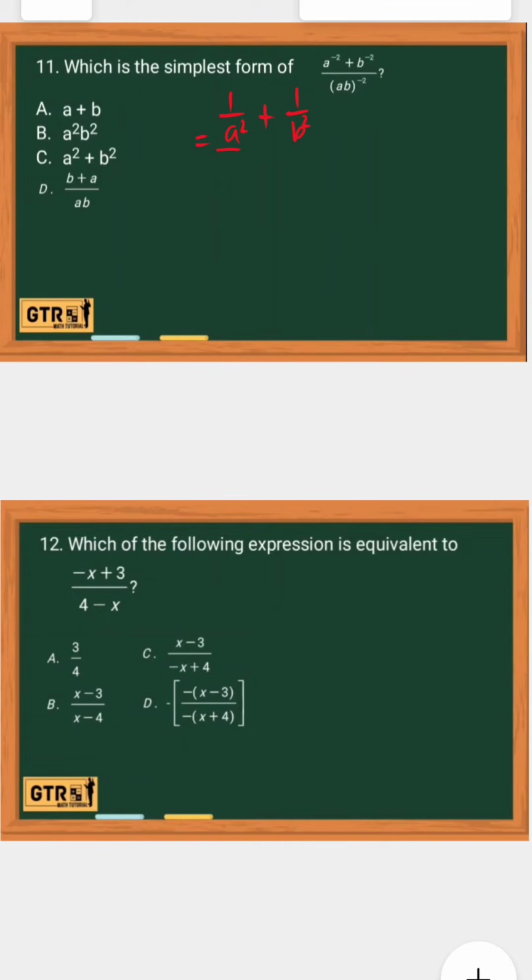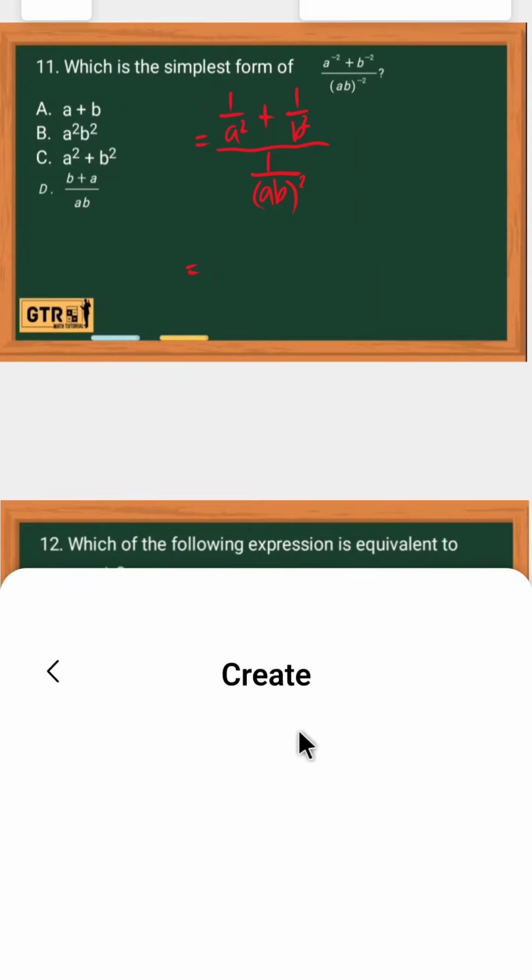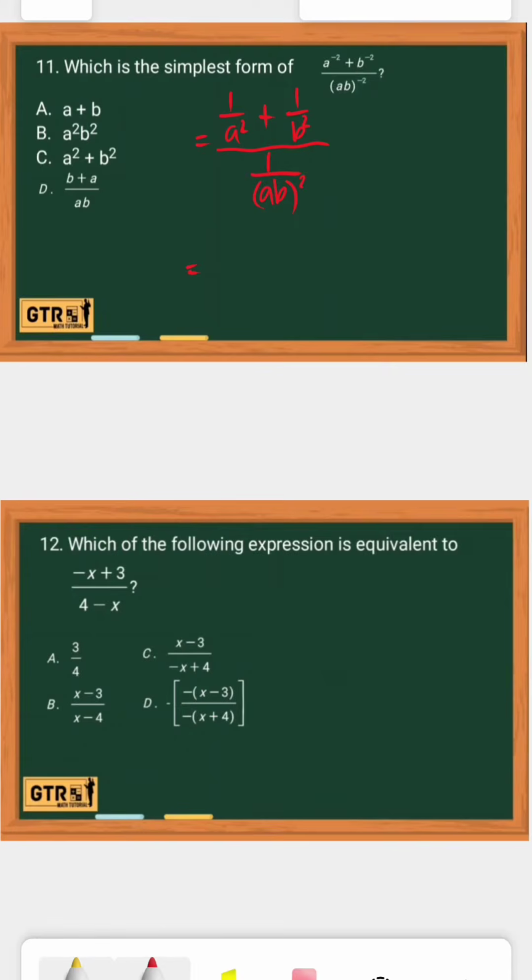Okay, so all over, so apply the negative exponent. So we have 1 over, so just copy ab raised to positive exponent 2. Okay, then now apply the rule in addition of fraction. So the shortcut is just cross multiply. So if you remember the butterfly technique, we can just multiply this. Ayan, cross multiply lang natin and then i-multiply din natin ito. Okay, so yun yung ating tinatawag na butterfly.